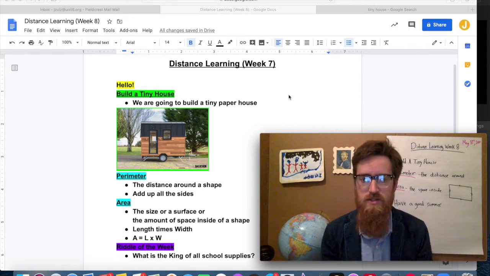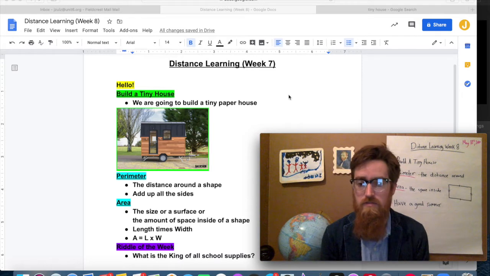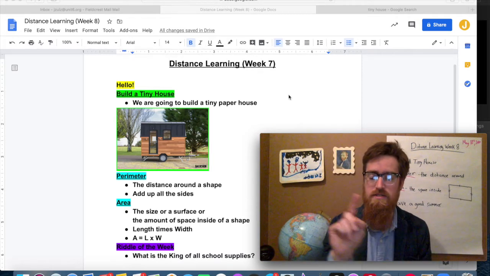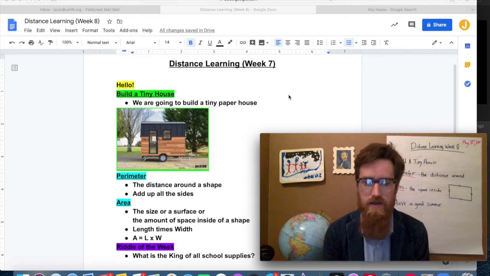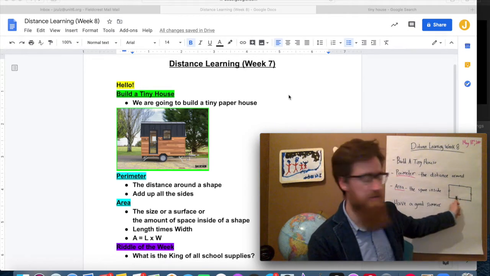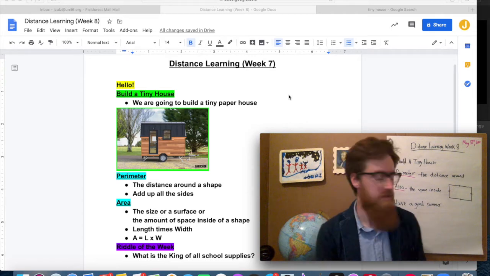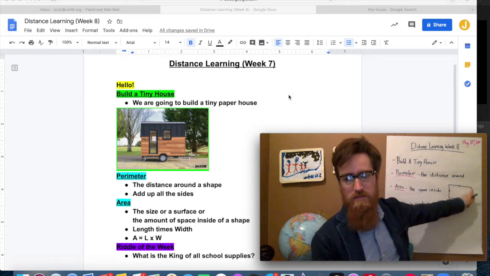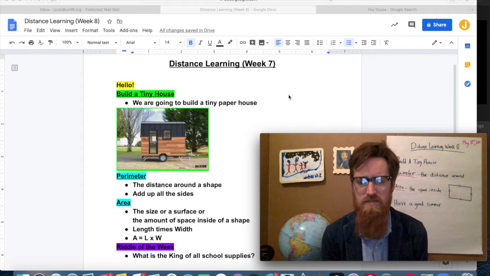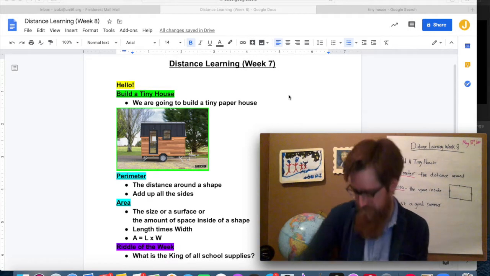Perimeter is the distance around a shape. And to find the perimeter, you add up the distance of all the sides. Area is the size of a surface or the amount of space inside of a shape. To find the area of a shape, you multiply the length times the width. And area is measured in square units or units squared. I'm going to measure mine in inches. All right, let's get to it.